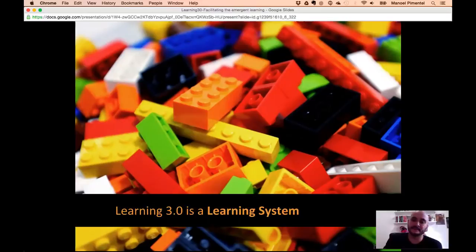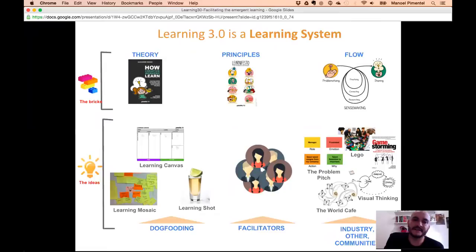That's the Learn 3.0 system. Note that the Learn 3.0 system is based on theory, principles, and flow. I will explain these items a little bit later on. And of course, we also have some ideas based on some tools, on some techniques to help us during the Learn 3.0 experience, right?